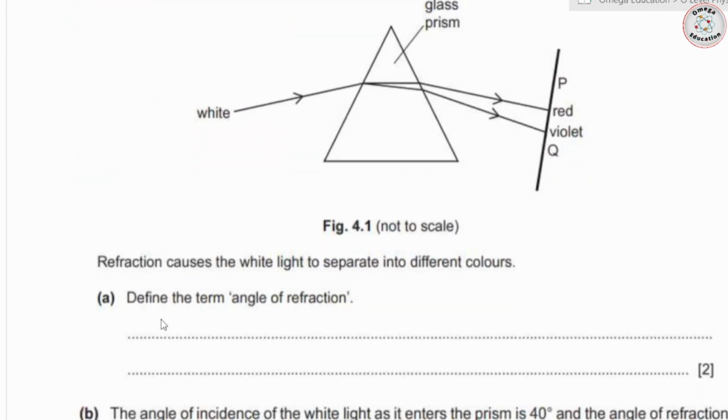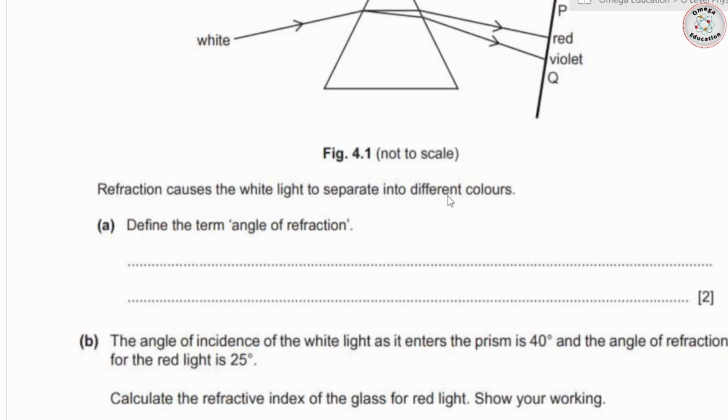Then we have the next one. The first one is: refraction causes a light wave to separate into different colors. You see the least deviated is red, the most deviated is violet, and there are some other colors in between.